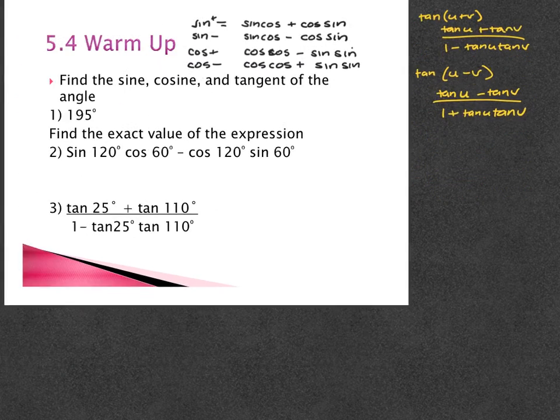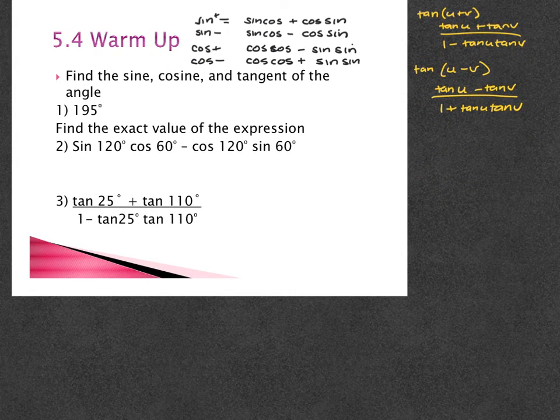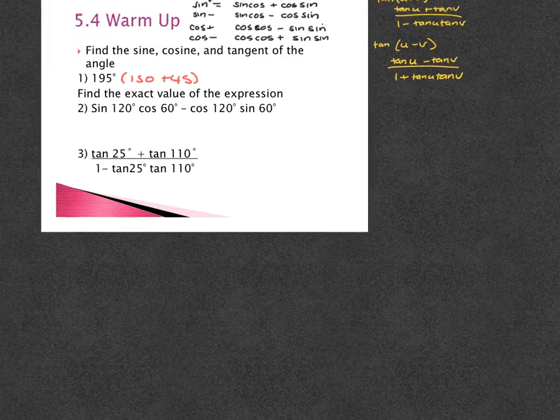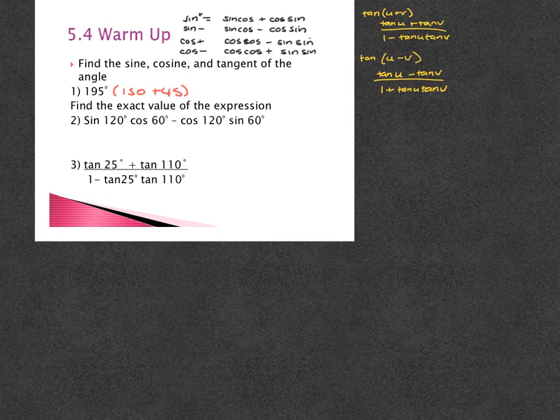All right, so the first one says to find the sine, the cosine, and the tangent of the angle 195. So what are two things that you can add together that are in your unit circle to get to 195? 150 and 45. How many of you did that? Okay. Anything else? Okay, that works too. You could have done a difference too. Remember, you can do any of those as long as they add up or their difference is that 195.